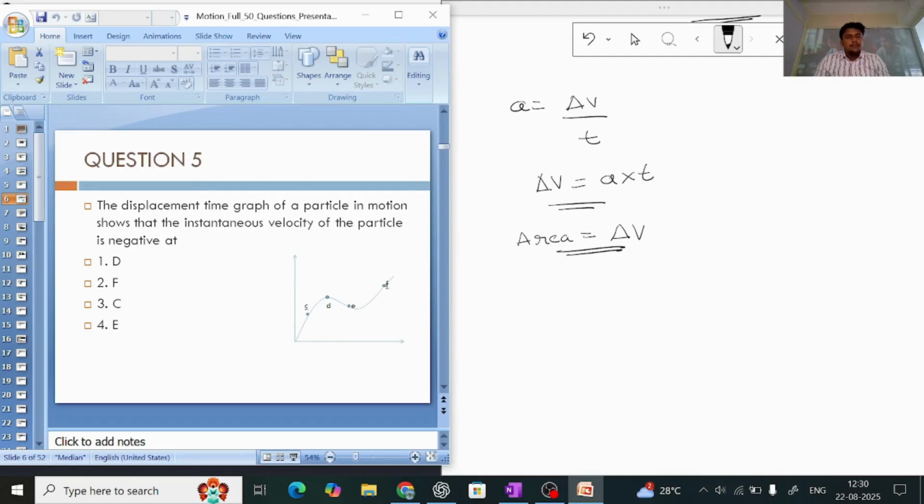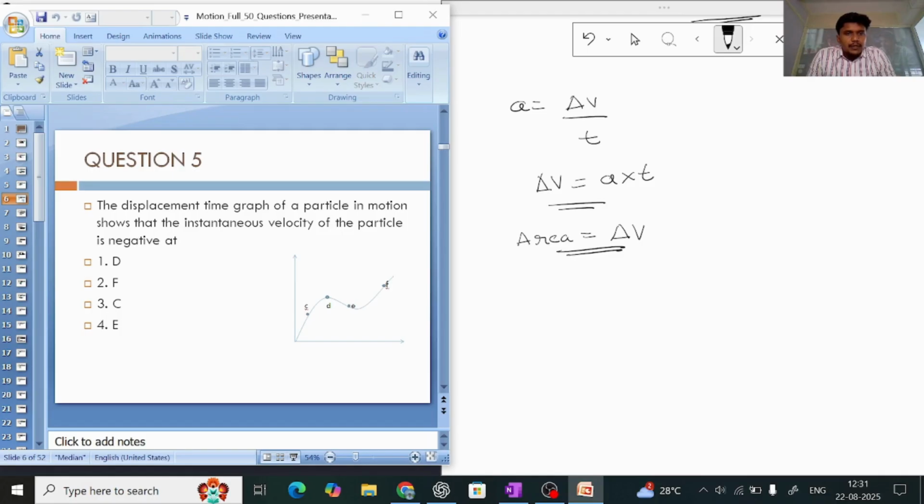In the next question, the displacement time graph of the particle in motion shows that the instantaneous velocity of the particle is negative. We need to find at which point the instantaneous velocity is negative. Here in the graph, when the body is moving from 0 to C, the velocity is increasing. From C to D, also the velocity is increasing. But when the body is moving from D to E, the velocity is decreasing with respect to time, and from E to F, it is again increasing.